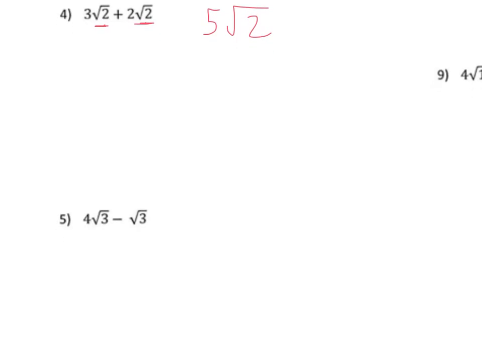So next, 4 rad 3 minus a rad 3. So we have to remember that there's a 1 here. If we have 4 radical 3's minus 1 radical 3, we are left with 3 radical 3's.